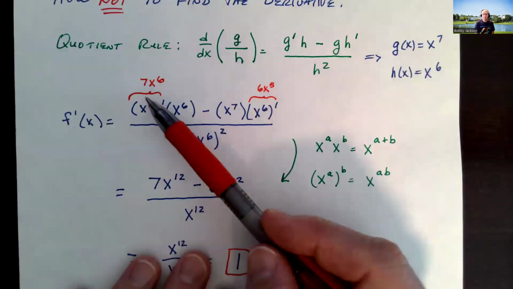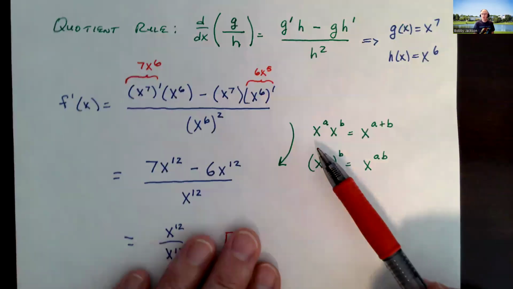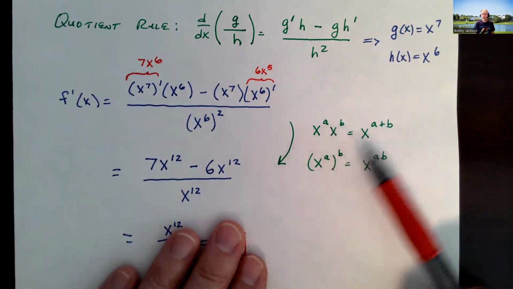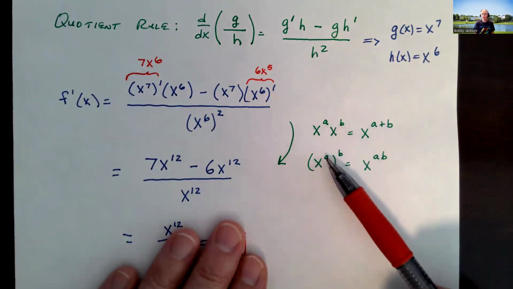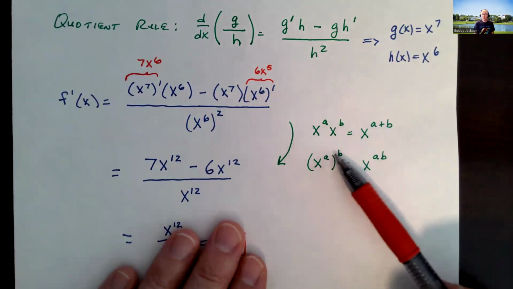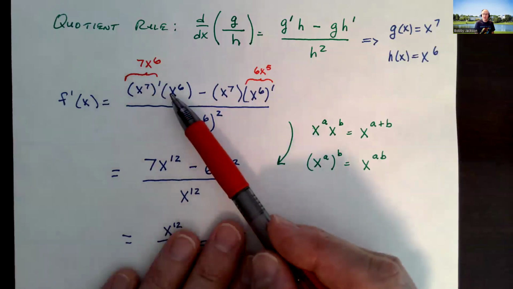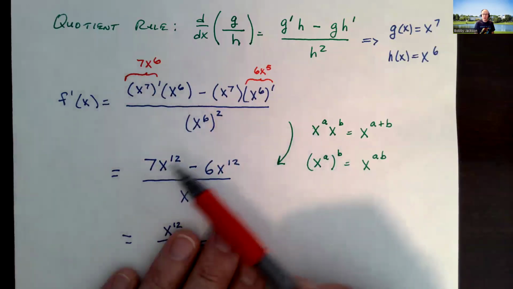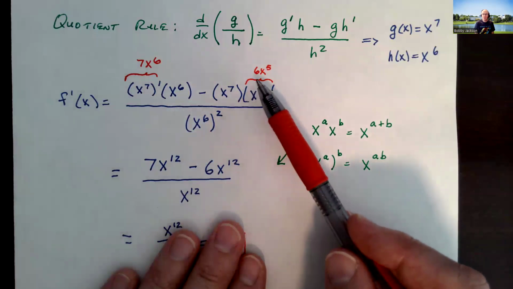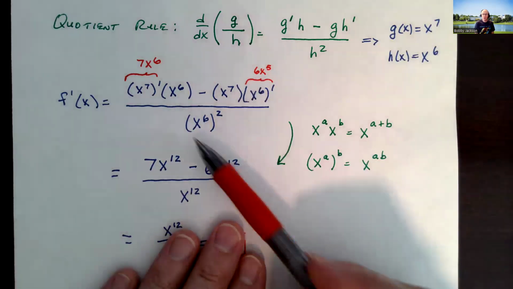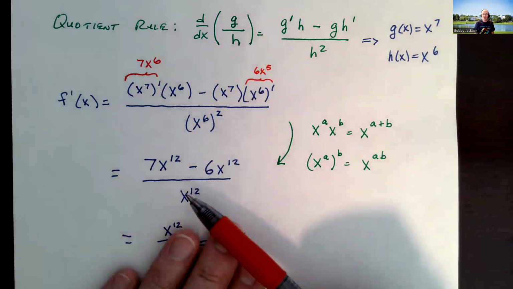So cleaning this up, remember our properties for exponents. When we're multiplying like bases, different powers, we're going to add the exponents. And when we're raising an exponent to another power, we multiply the exponents. So 7x to the sixth times x to the sixth is 7x to the 12th. X to the seventh times 6x to the fifth is 6x to the 12th. 7 plus 5 is 12. And here we multiply, we get x to the 12th.